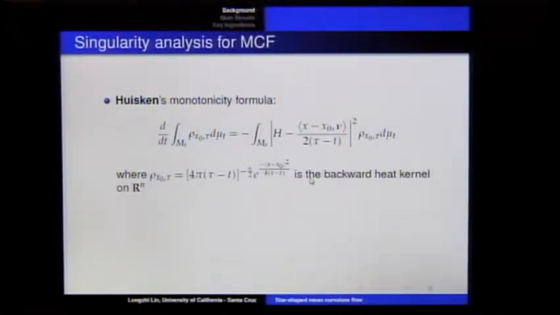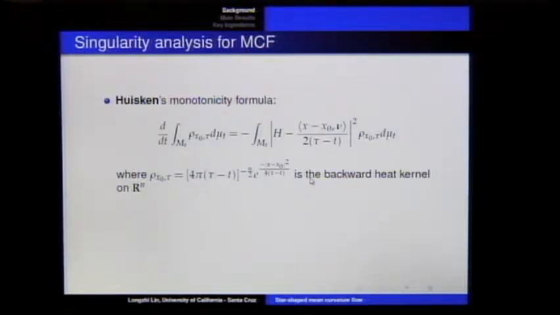If the functional is stationary, then you see that it should satisfy a second order elliptic PDE, which we commonly refer to as the self-shrinker. If the mean curvature flow satisfies this equation, then it's a self-similar solution, and the minus one slice of that self-similar solution is referred to as the self-shrinker.